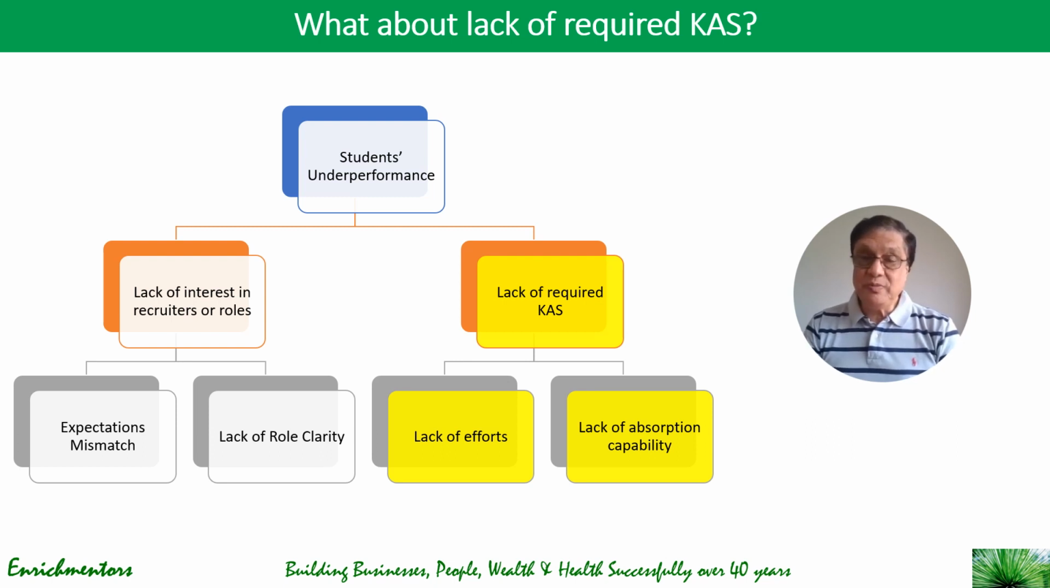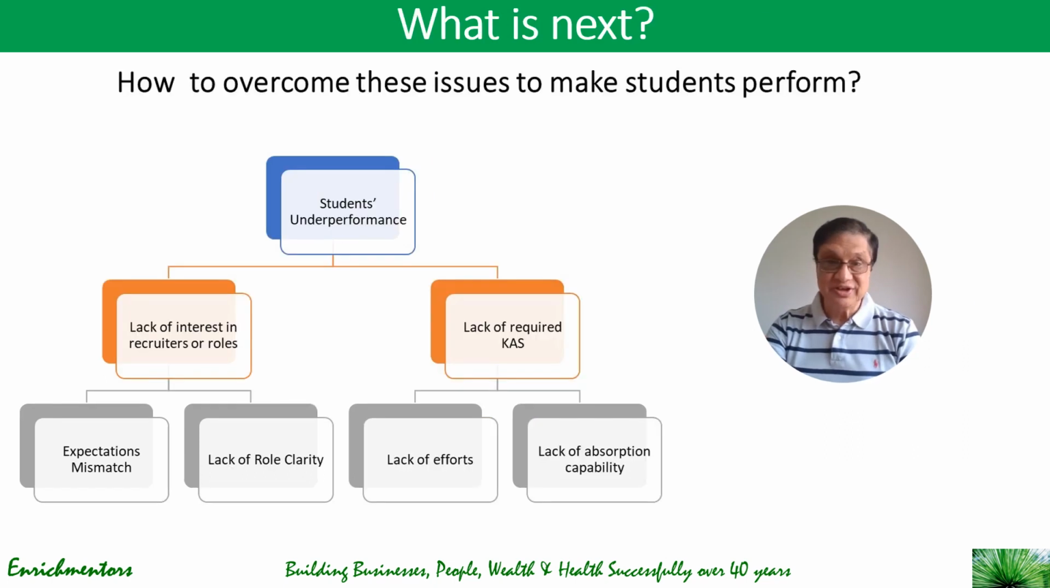And then it could be that these students lack the inherent absorption capability for the things that you're talking about. If a job requires leadership skills, not everyone has the beginnings or seeds of being a good leader. A lot of students do not have that kind of inherent capability, so they would never develop the leadership skills, and hence they would not have the KAS required. So it's basically a lack of absorption capability. These are the two main reasons.